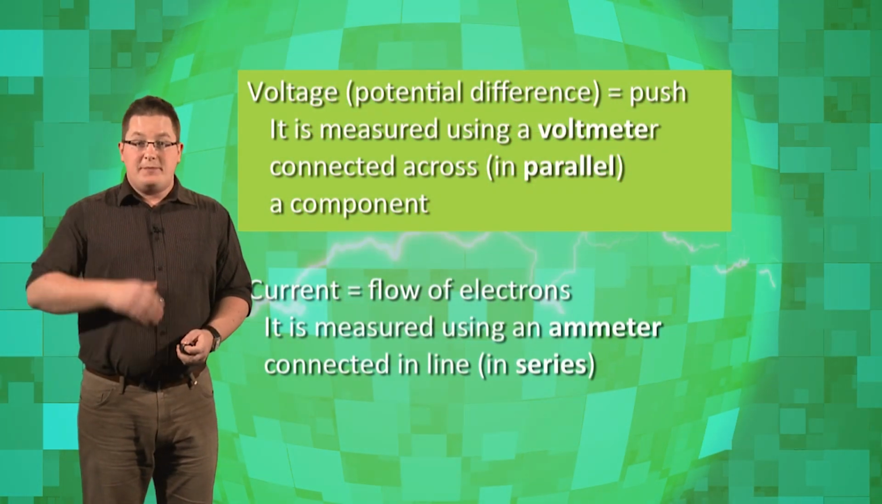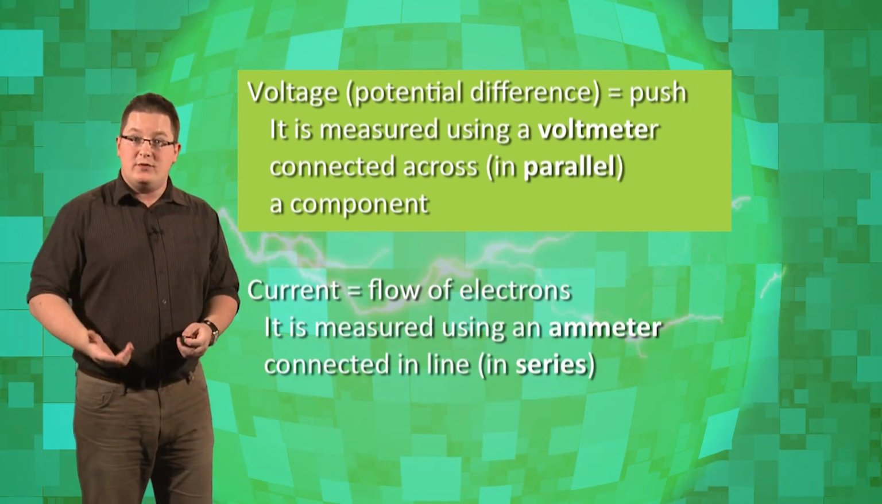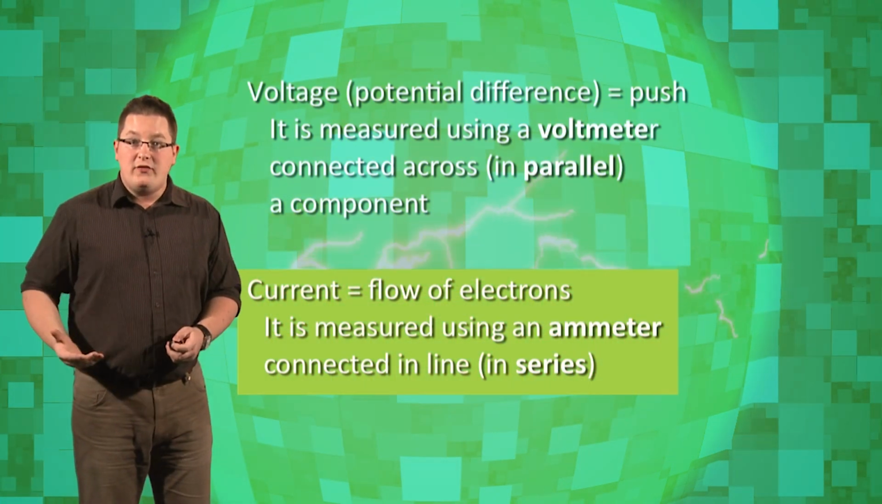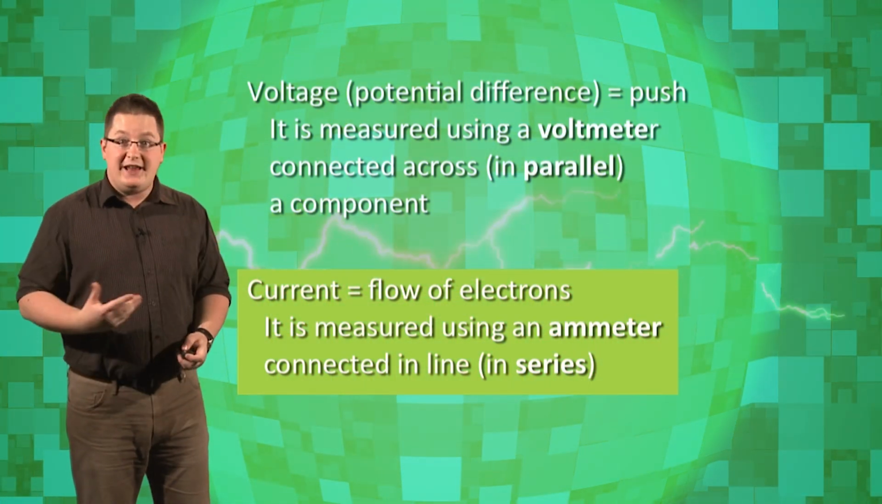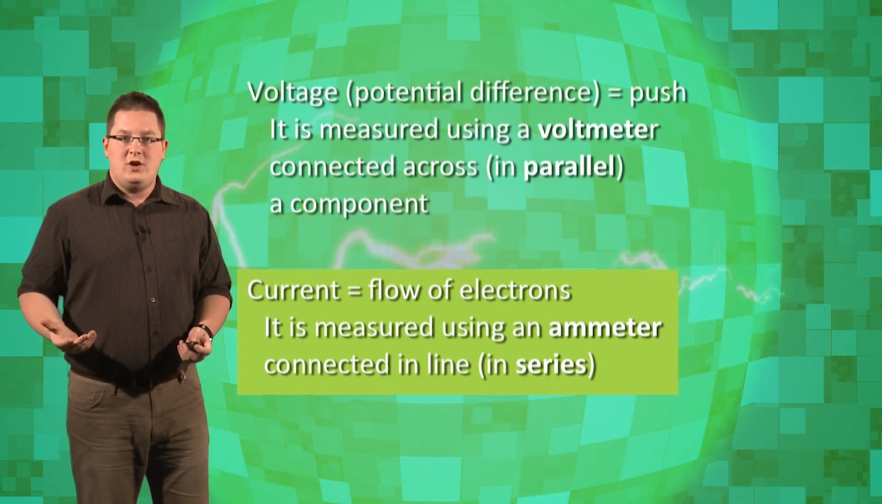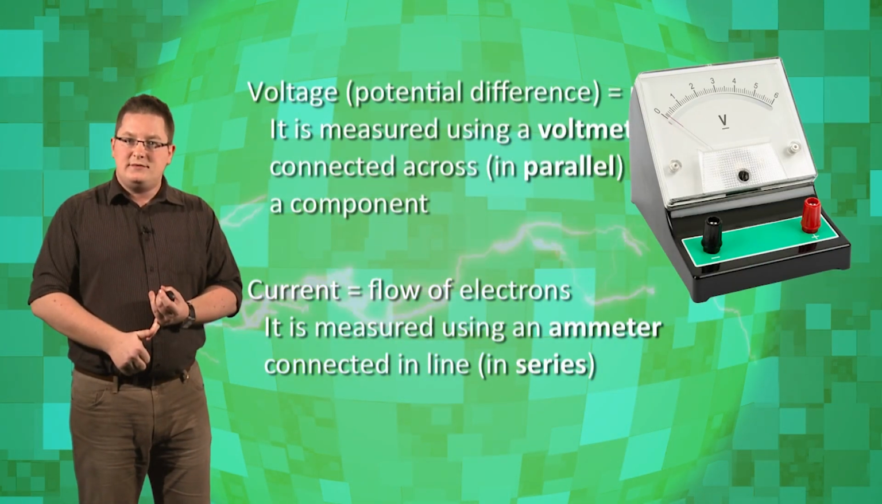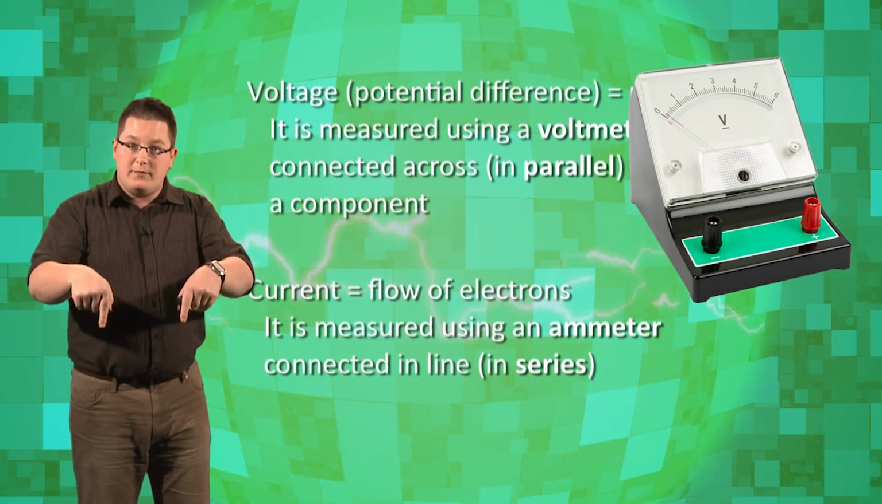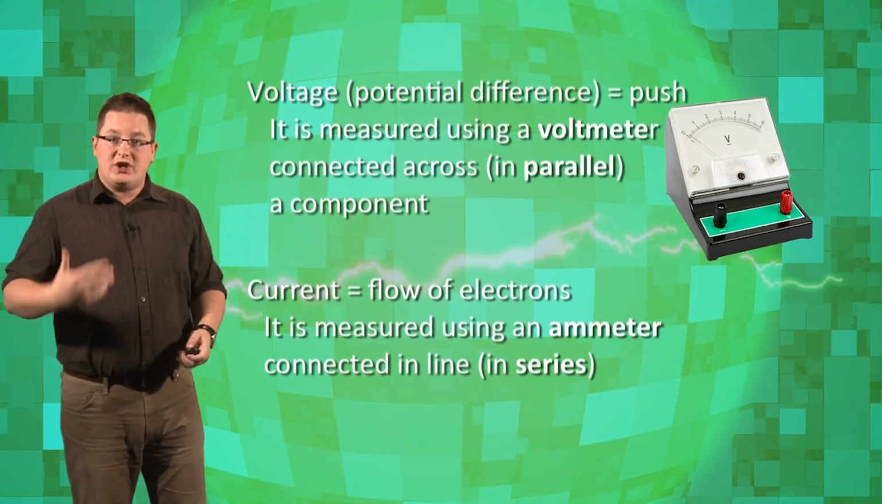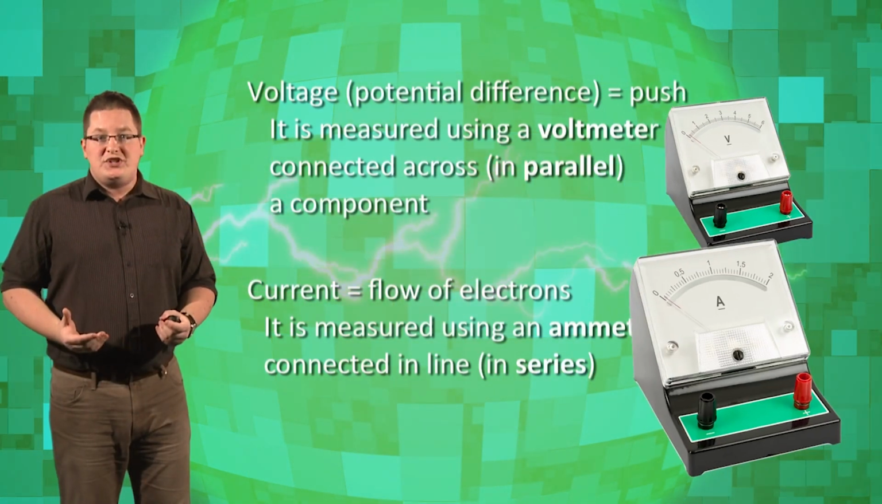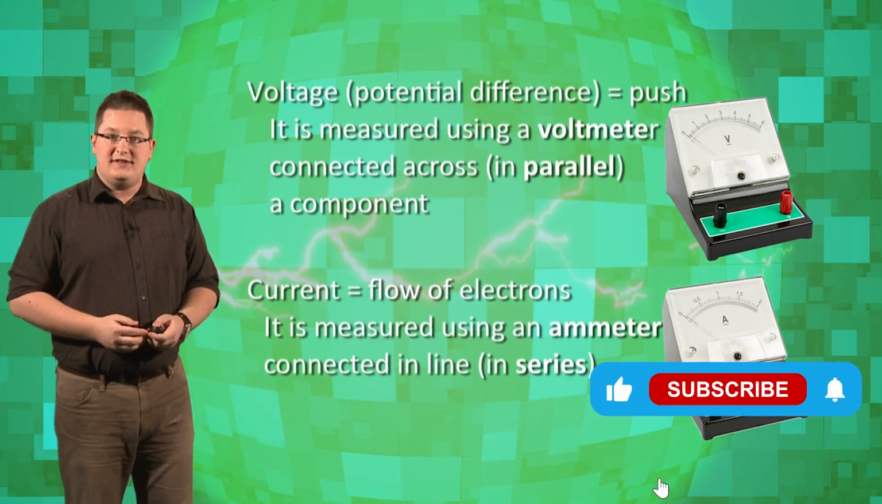Voltage is the push that causes the electrons to move around the circuit, and current is the movement of the electrons around the circuit. We can measure voltage with a voltmeter, which needs to go across a component, and we can measure current with an ammeter, which needs to be in line with the flow of electricity.